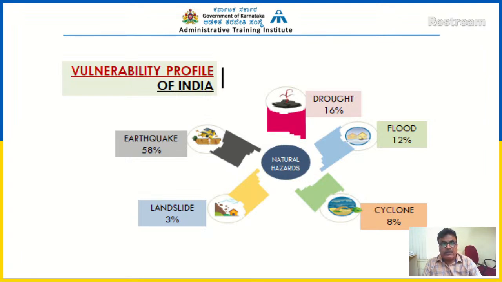And the second one is drought. 16% of the area of India is vulnerable to drought. And the third one is flood: 12% of our area is vulnerable to flood. And the remaining is cyclone, 8% of the area, and landslide is about 3%. So these are some of the major disasters that happen almost every year in India across the states. So we need to know how vulnerable we are.